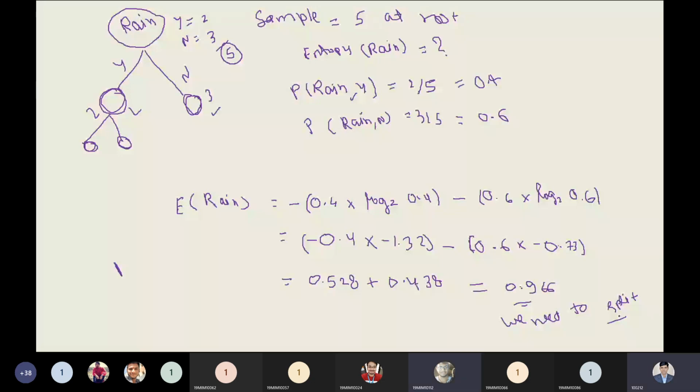What is the maximum entropy? The maximum entropy value will be 1. If you are getting more than 1, it means you are making some mistakes in the calculation.